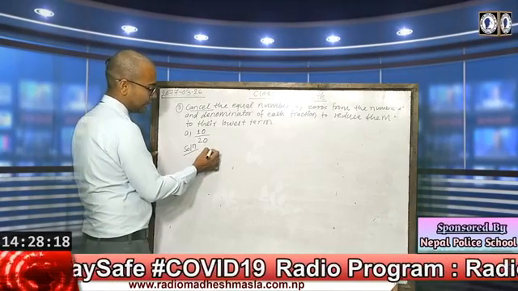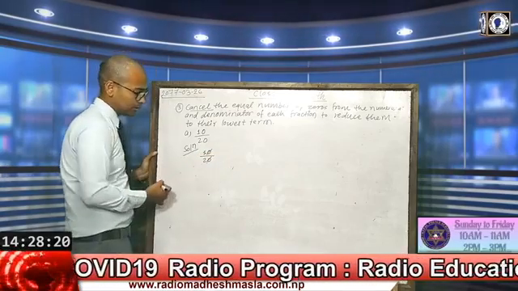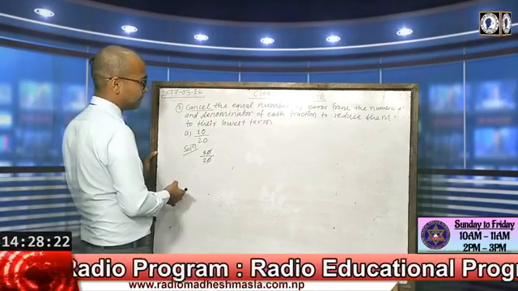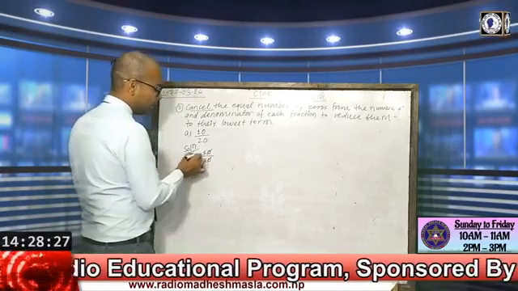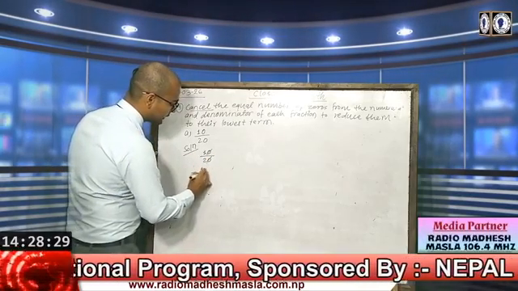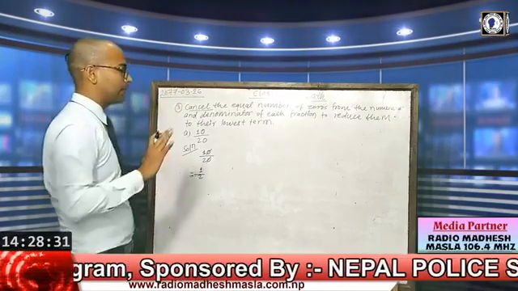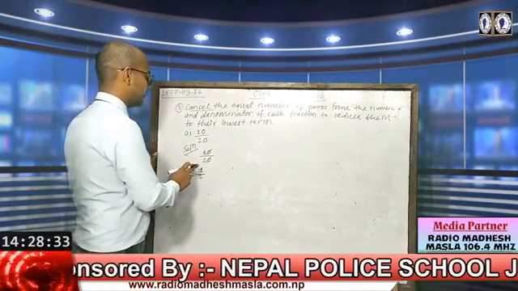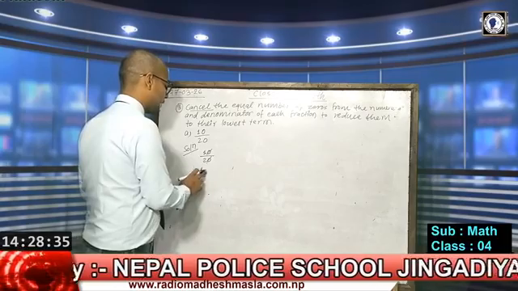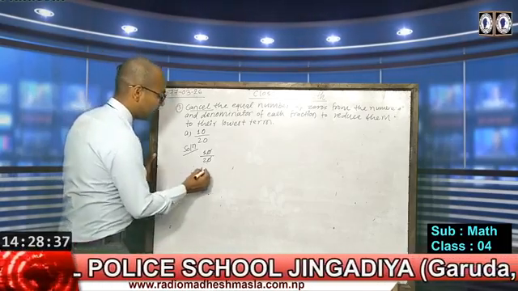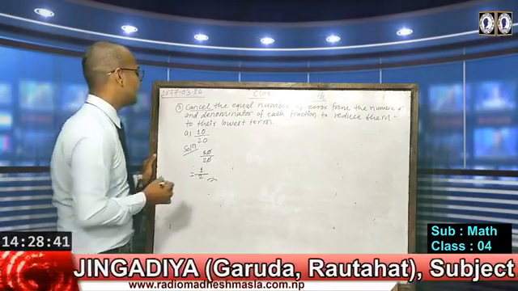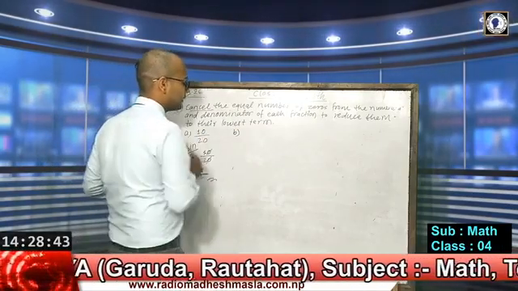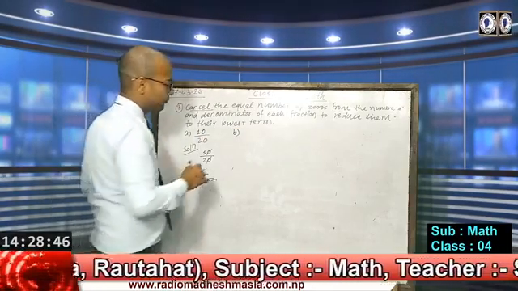So we can cancel both zeros because they are the same number of zeros, and then what will we get? We will get 1 by 2. In 1 by 2, is there any common number that can divide both 1 and 2? No. So our answer is 1 by 2.